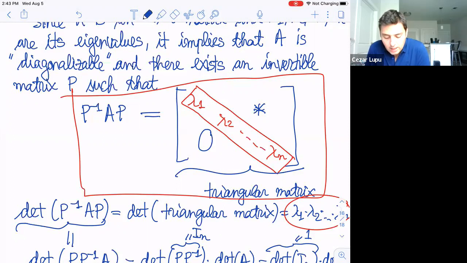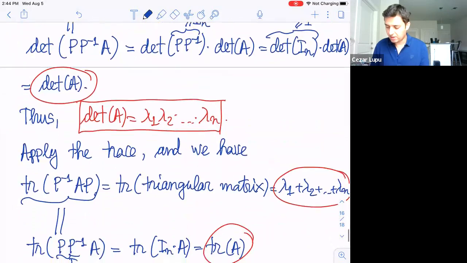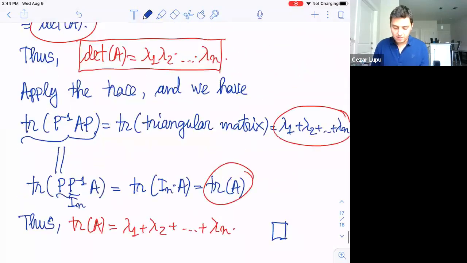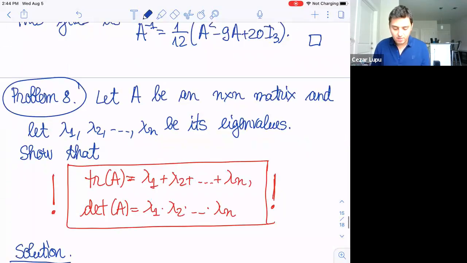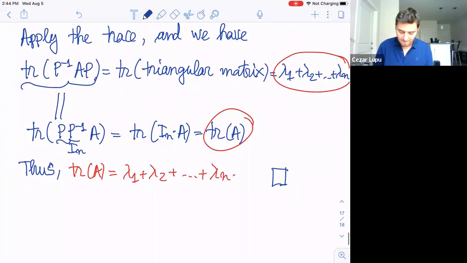But in any case, you can always find an invertible matrix such that P inverse times AP will always look like this, an upper triangular matrix, right? Okay, that's the only thing here, but the rest is quite clear. Is it clear for everybody, this problem? Okay, now let's see another problem where we want to use these kinds of things.